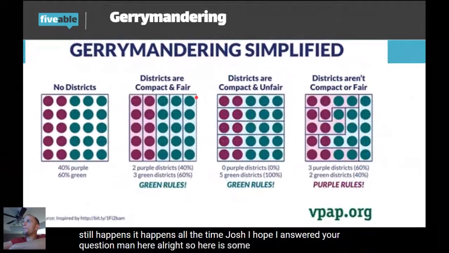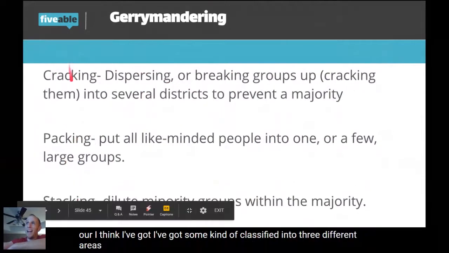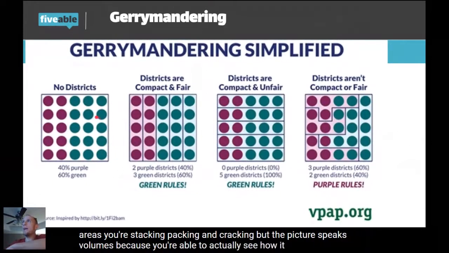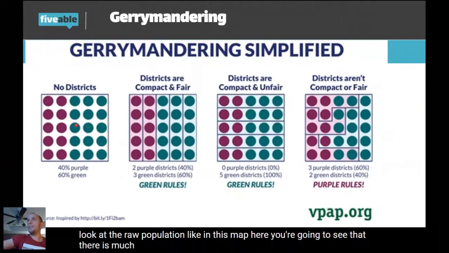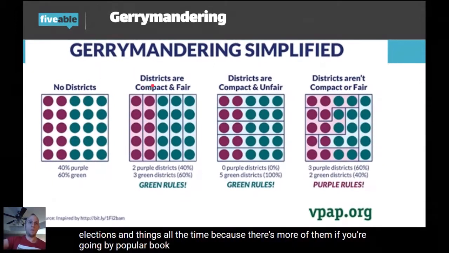All right, so here are some examples of gerrymandering. I think I've got them classified into 3 different areas here: stacking, packing, and cracking. But the picture speaks volumes because you're able to actually see how it works. If you just look at the raw population, like in this map here, you're going to see that there is a majority green. So theoretically, green ought to win in elections all the time because there's more of them if you're going by popular vote.